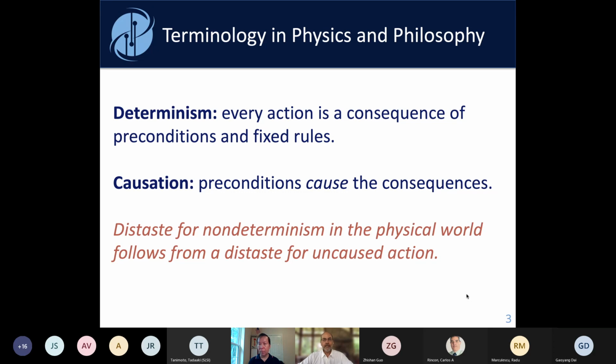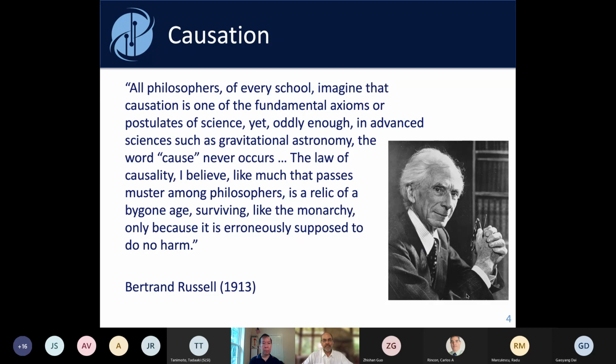And that distaste, I think, is really quite profound in humans. We even invent God, for example, to ensure that there always is ultimately a cause for any action. So this distaste is really quite profound. But the notion of causation really doesn't have to be tied that tightly to the notion of determinism. And in fact, the notion of causation is itself sort of problematic. Bertrand Russell, way back in 1913, was famous for challenging the scientific community, saying that causation is actually not a foundational property of models of the physical world.